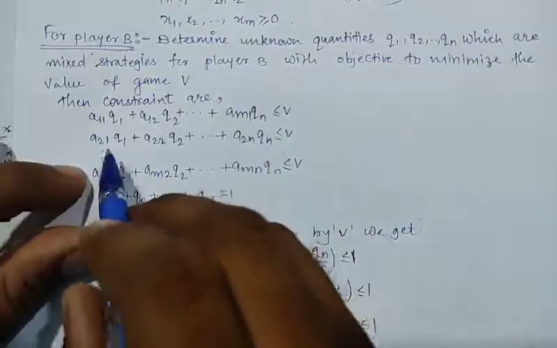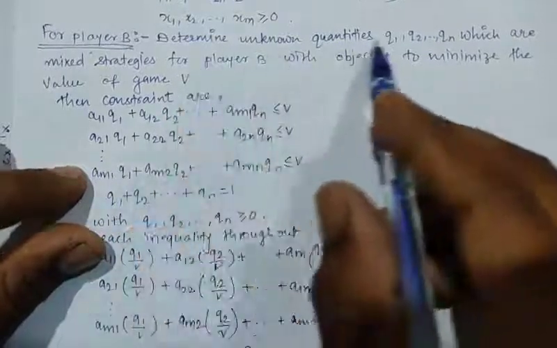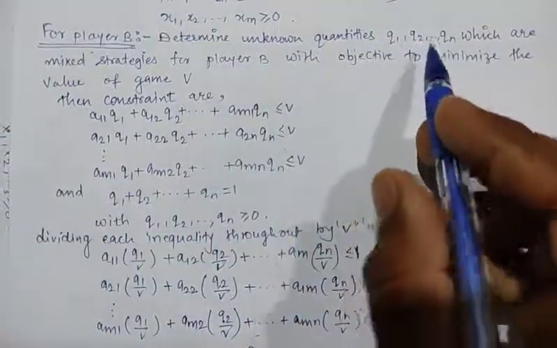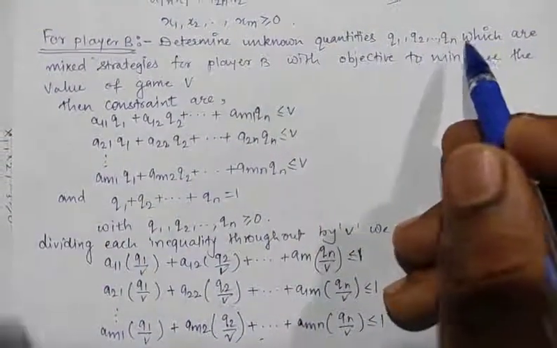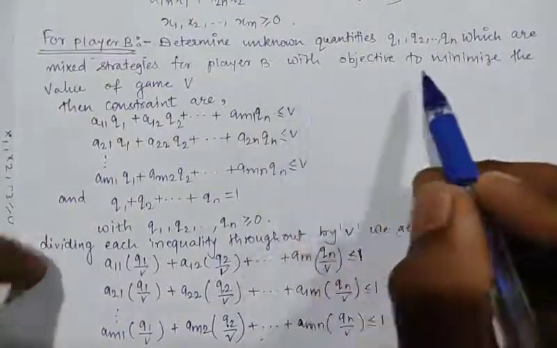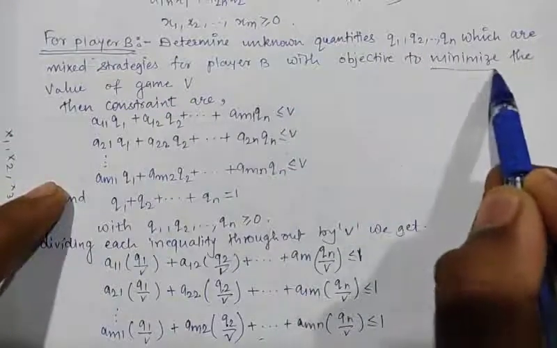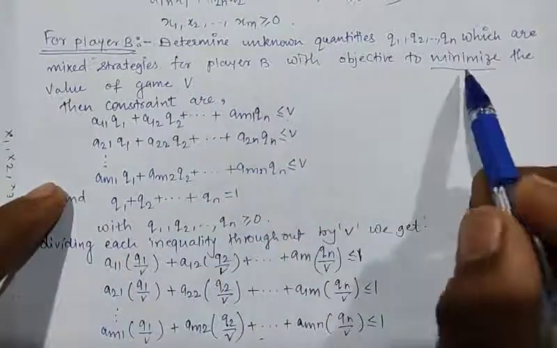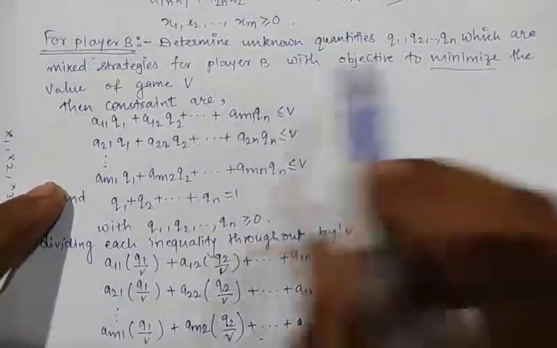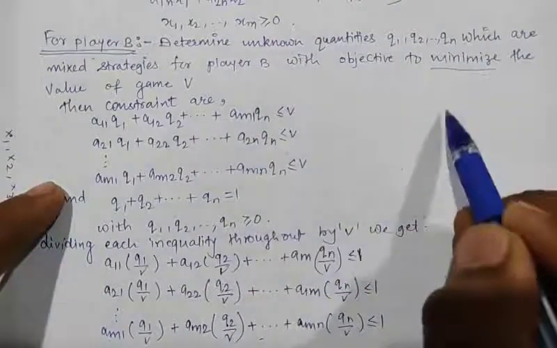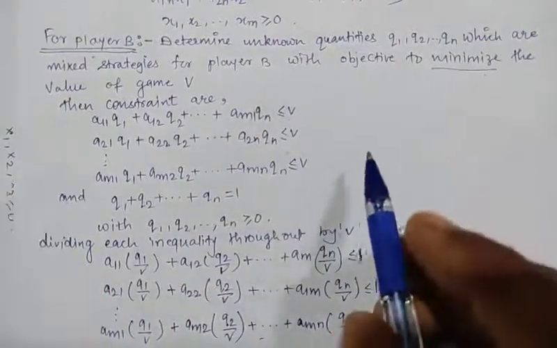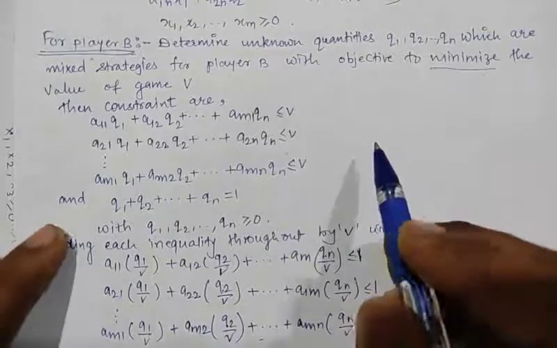So here, to determine the unknown quantities we consider q1, q2 up to qn, which are mixed strategies for player B, with the objective. Player B's objective function will be to minimize the value of the game. So V is minimized, then 1 upon V will always be maximized. So remember this condition always.